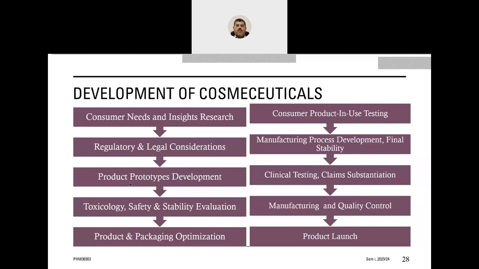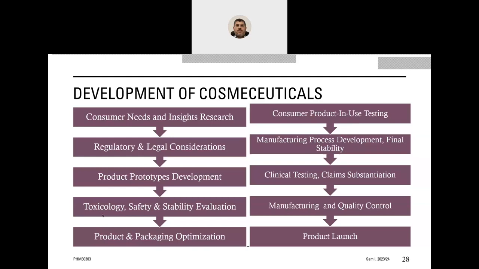There will be some toxicology, safety, and stability evaluation. First is theoretical. We refer to literature. We collect information about the ingredients we use, permissible amounts to be used, and so on. And then there will be some experimental approach, like in vitro, animal studies, and human studies at the end. And then we should choose the appropriate package for the product. And then we give samples to volunteers to test it, to use it at home, and fill in a questionnaire about this product. Then we should develop the manufacturing process, which we call scale up. And then we conduct the final stability study.